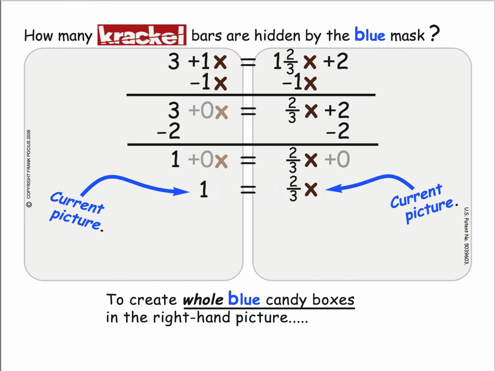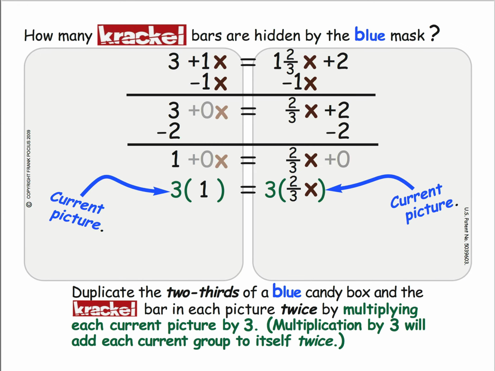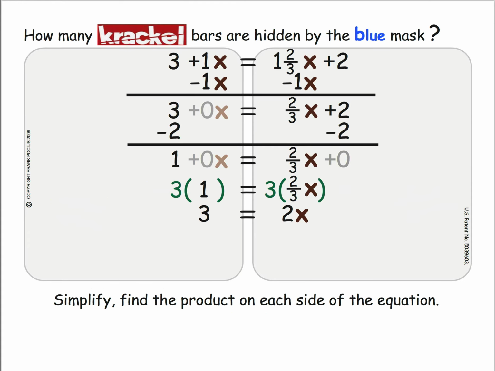To create whole blue candy boxes in the right-hand picture, duplicate the 2/3 of a blue candy box and the crackle bar in each picture twice by multiplying each current picture by 3. Multiplication by 3 will add each current group to itself twice. Simplify. Find the product on each side of the equation.